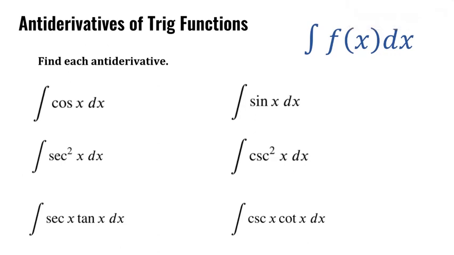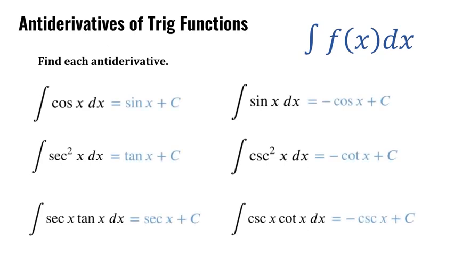Now I'll reveal the answers. Were you successful? Did you remember to add a constant c? Another thing to notice is the presence of the negative sign on the 3 antiderivatives on the right. When we take the derivative of cosine x, we obtain negative sine x rather than sine x. If we take the derivative of negative cosine x, we get just sine x as we wanted. The negative signs in the other antiderivatives show up for the same reason.